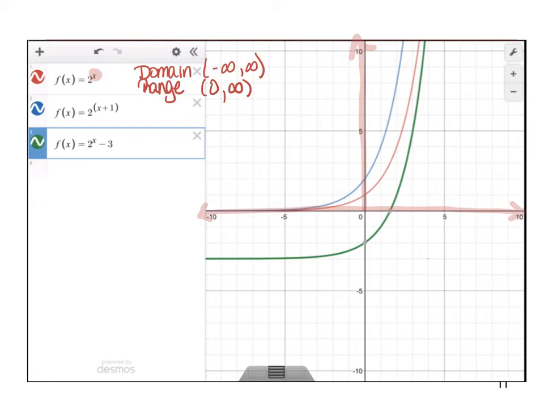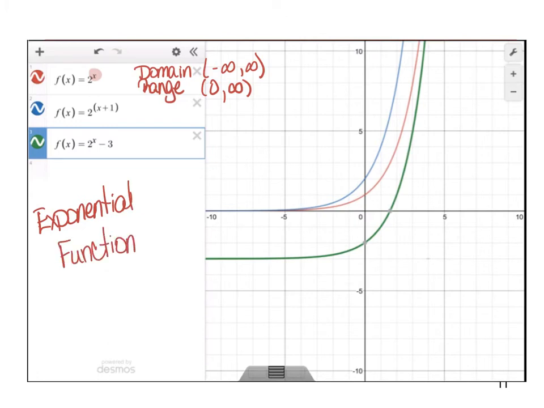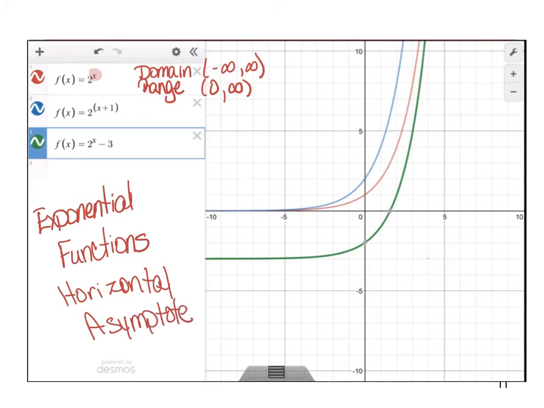Now, the last thing that I want to talk to you about is asymptotes. We talked about asymptotes when we talked about our rational functions. We're going to talk about asymptotes again now. All exponential functions have horizontal asymptotes. So when I have an exponential function, I am looking for a horizontal asymptote, and I am looking at the behavior of my graph. Right now I'm still looking at my parent function, the function in red.